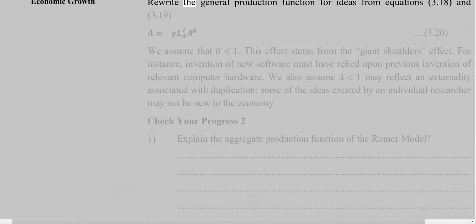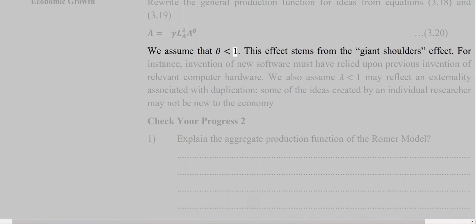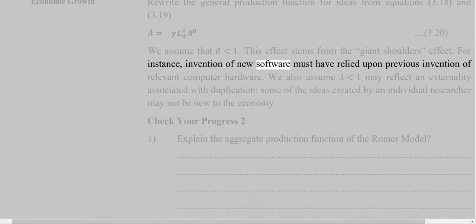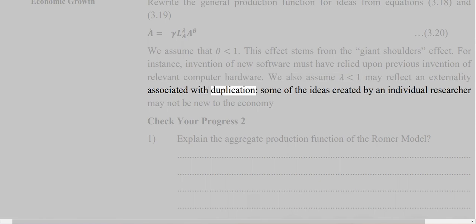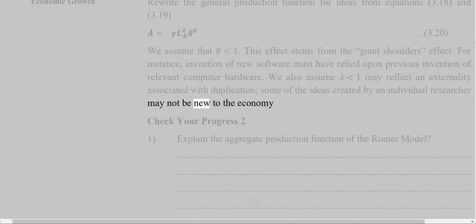Rewrite the general production function for ideas from equations 3.18 and 3.19: A dot equals delta bar L A to the power of lambda A to the power of phi, 3.20. We assume that phi is less than or equal to 1. This effect stems from the giant shoulders effect. For instance, invention of new software must have relied upon previous invention of relevant computer hardware. We also assume lambda is less than or equal to 1, which may first reflect an externality associated with duplication. Some of the ideas created by an individual researcher may not be new to the economy.